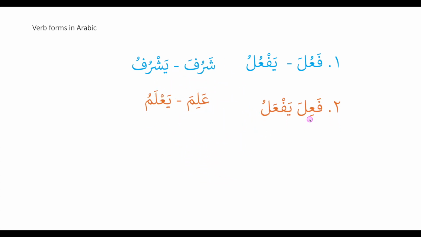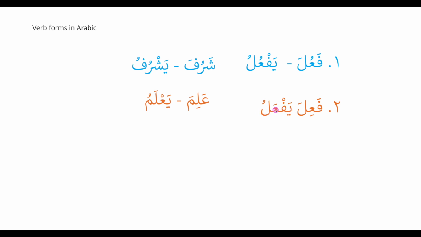The second form is fa'ila yaf'alu. Fa'ila yaf'alu, and again it's a form that doesn't mean anything, and I just wrote it for you as a grammatical reference so you could refer to it or at least know it, but you don't have to use it at all. And alima, fa'ila, so fa'ila is the past tense form, and alima means to know. And the present form of fa'ila is yaf'alu.